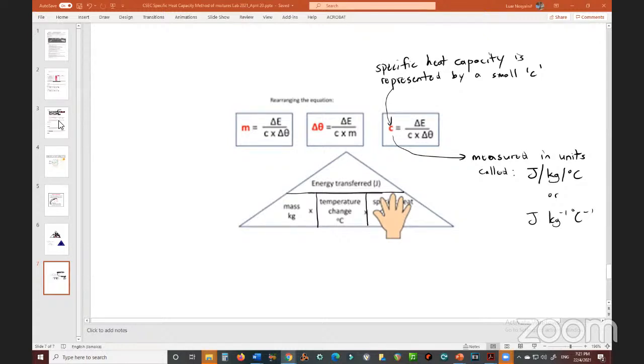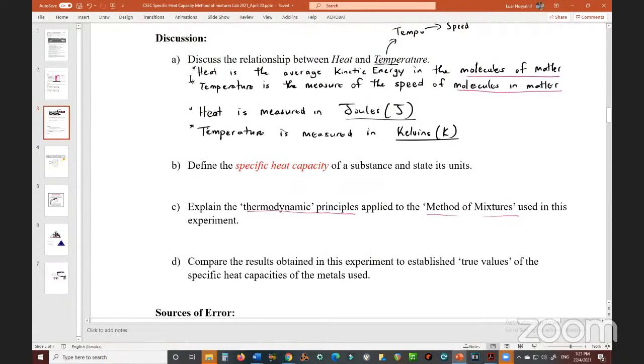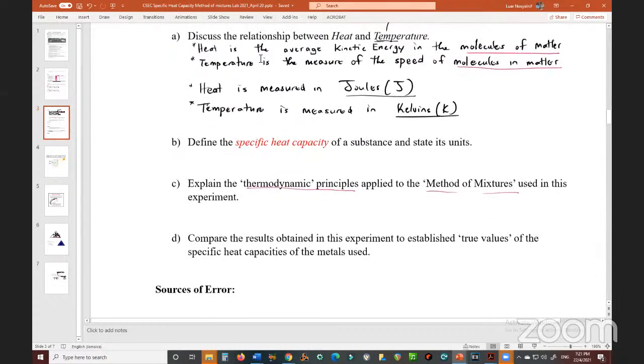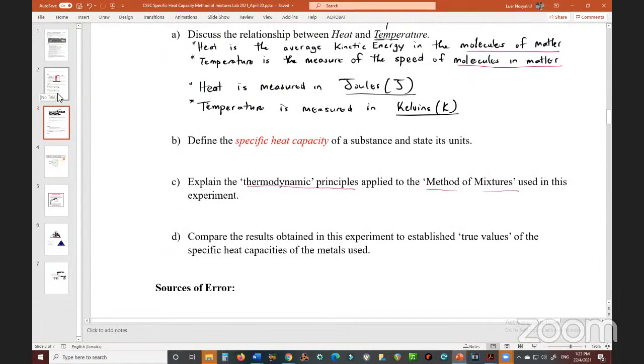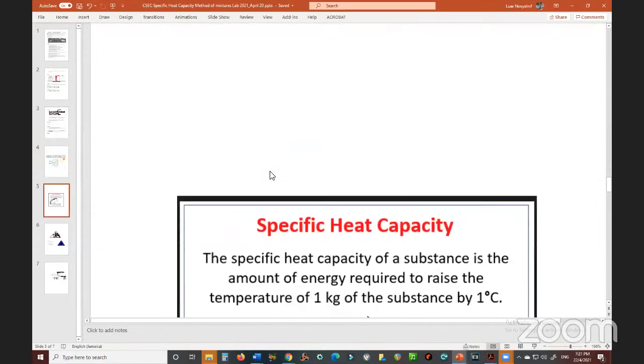Last class we did the definition of it. If we go back to that part, you were asked to distinguish between heat and temperature. We did that. The definition for specific heat capacity was given somewhere. Was it here? Yeah, it is. The definition is here as well. This is something that we need to know for exams.